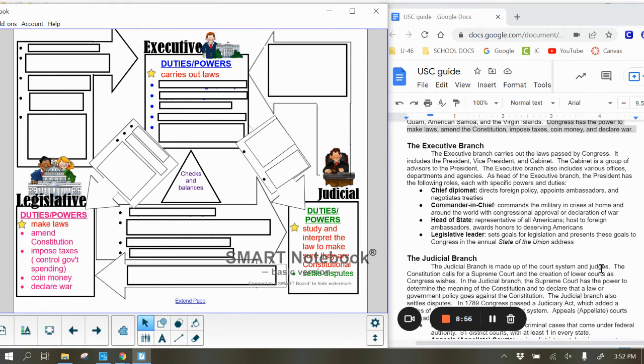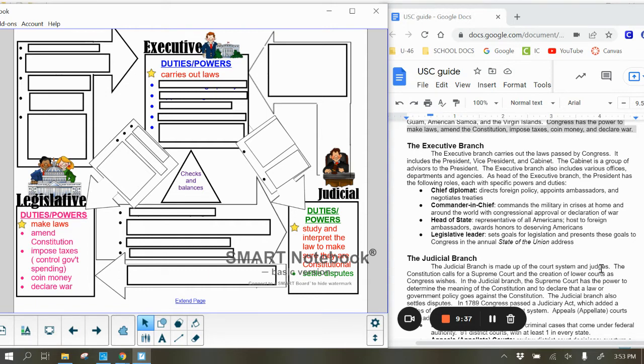So then we look at the executive branch, and the executive branch carries out the laws passed by Congress. It includes the president, vice president, and cabinet. The cabinet is a group of advisors to the president. The executive branch also includes various offices, departments, and agencies. As head of the executive branch, the president has the following roles with specific powers and duties. He is the chief diplomat, which directs foreign policy, appoints ambassadors, and negotiates treaties. He's the commander-in-chief, which commands the military in crisis at home and around the world with congressional approval or declaration of war. He is the head of state, which is the representative of all Americans, the host of foreign ambassadors.